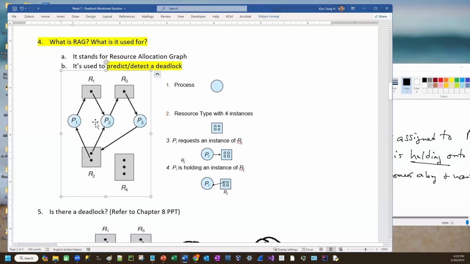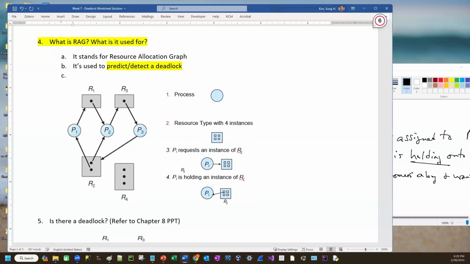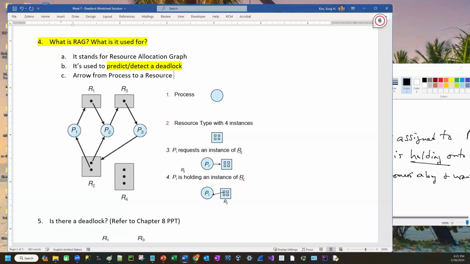And then the third element is the arrow. There are 2 types of arrows, I should say, right? So if it's an arrow from a process to a resource, what that means is that PX is waiting for that particular resource. Okay, so let me just highlight here. Waiting.